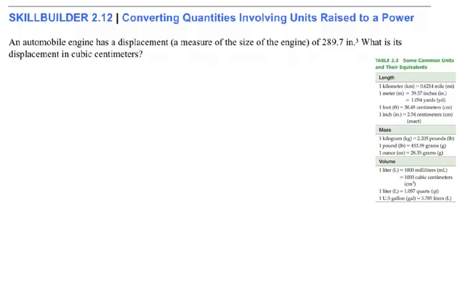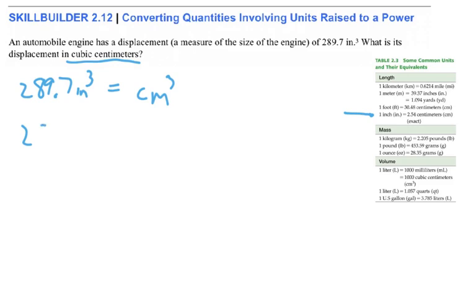All right, so here we've got an automobile engine that has a displacement of 289.7 inches cubed. Whenever you see cubed, we're talking volume here. They want to change this from cubic inches to cubic centimeters. So here's what we're going to do. We have a conversion over here that lets us go from inch to centimeter. So I'm going to set this up.